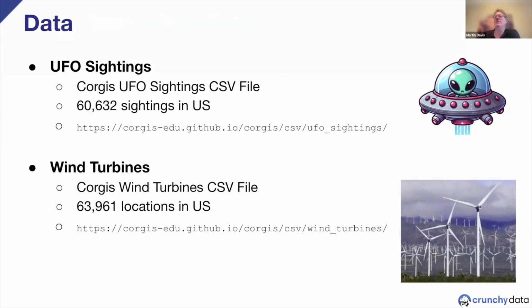So for data, we're going to use a data set of UFO sightings, which has about 60,000 points in it, and a data set of wind turbines, which is about 64,000 points. The URLs for them are there. I won't talk about how to load them into PostGIS. That's pretty straightforward.